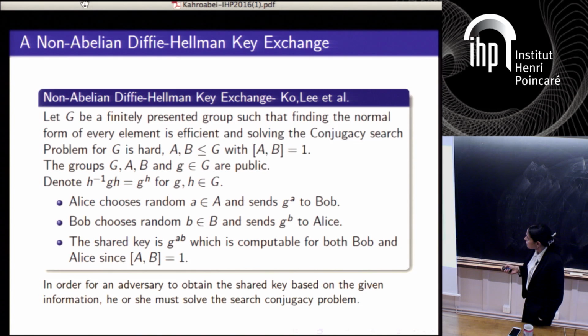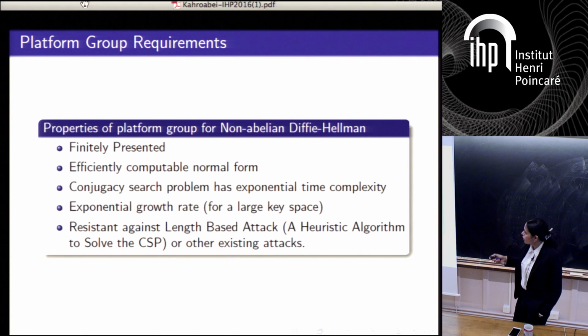All right, so just to summarize, the platform group requirements for the protocol that I mentioned: you want it to be finitely presented. You want it to have an efficiently computable normal form. The conjugacy search problem has to be exponential time. And you want the group to have exponential growth rate for a large key space. And you want it to be resistant against all existing attacks. One of the main ones is the so-called length-based attack, which is a heuristic algorithm to solve the conjugacy search problem.